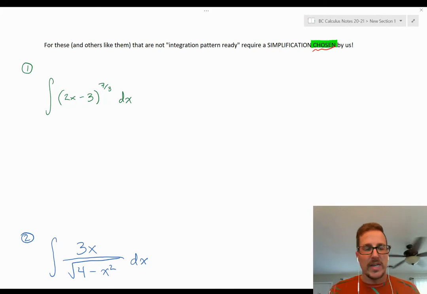Right? There's nothing I can do there. I can't algebraically simplify. I can't expand. Like if it was 2x minus 3 squared, maybe I could expand and go with it. But raised to the 7/3, I've got no recourse here algebraically.